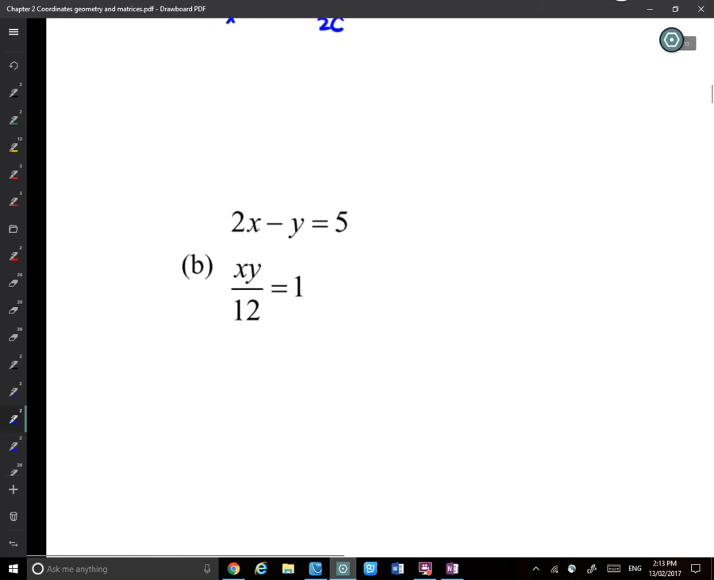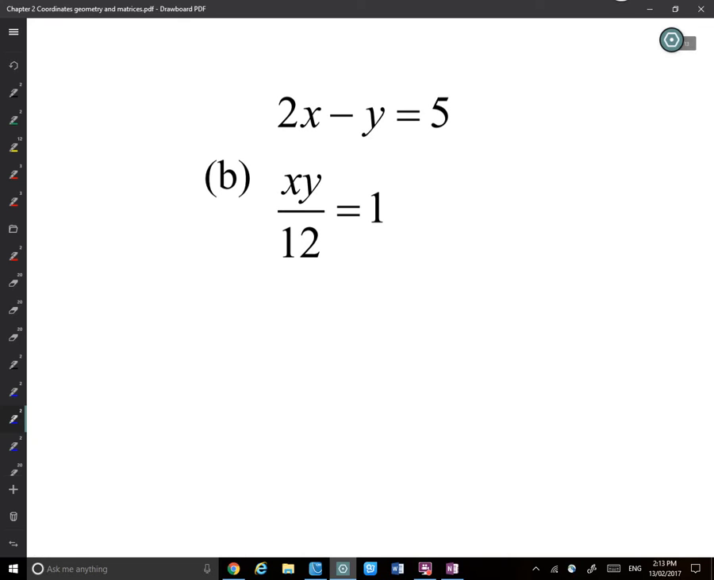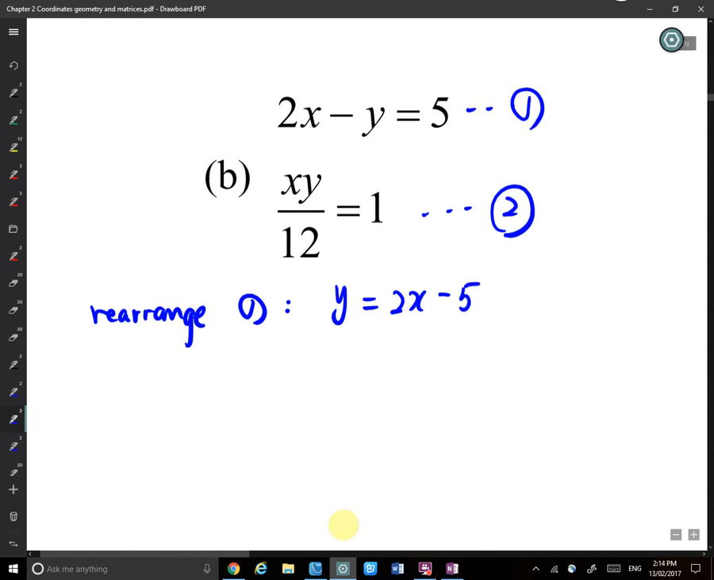The next example is solving for x and y. What I will do is name equation number 1 and equation number 2. This question is very unlikely to use elimination. So I will rearrange part 1 to make y equal 2x minus 5. And I'll name this equation number 3.